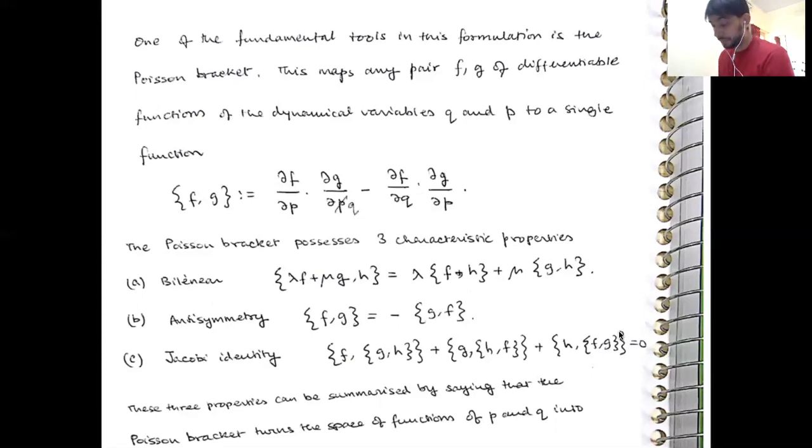This is ∂f/∂q ∂g/∂p minus ∂f/∂p ∂g/∂q. So this is the Poisson bracket. Let me maybe mark this out.